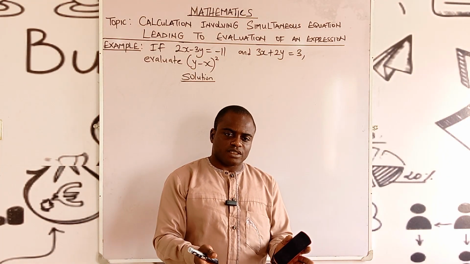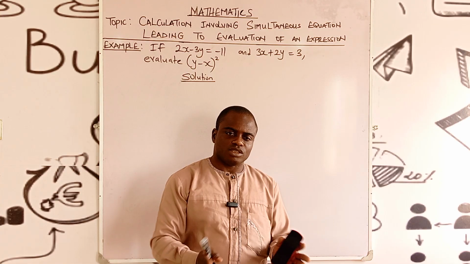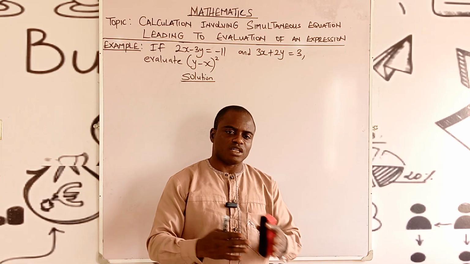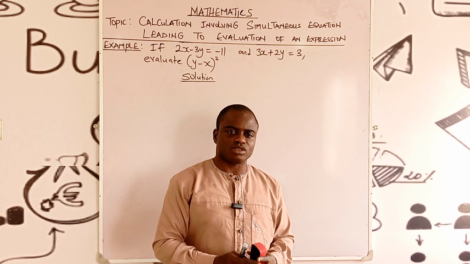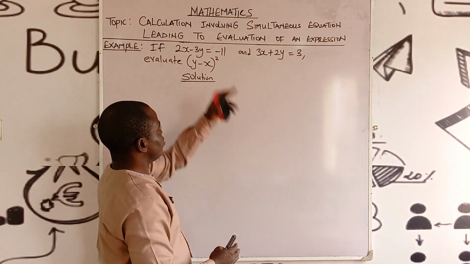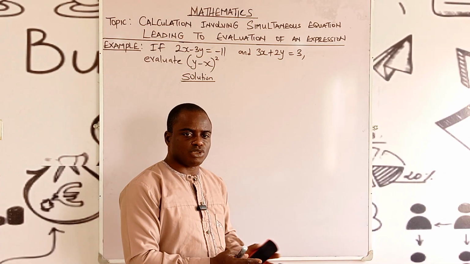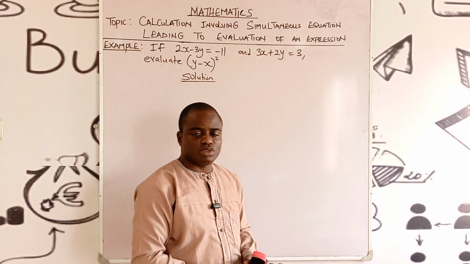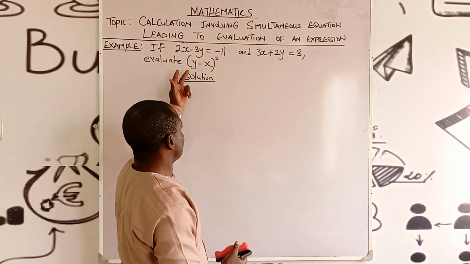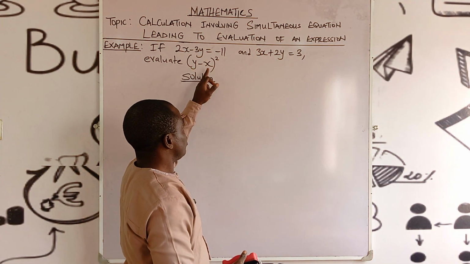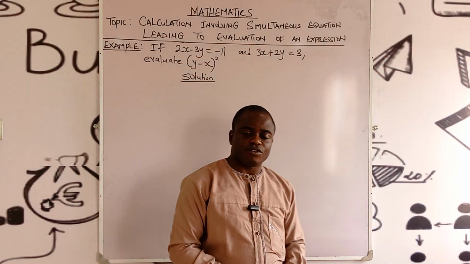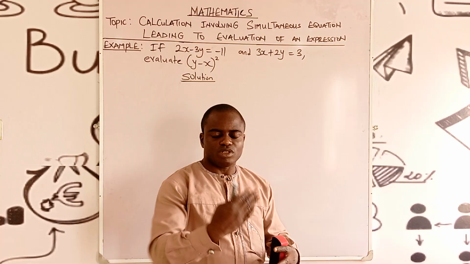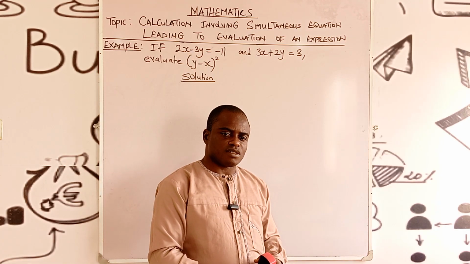Y minus x is inside the bracket. It means that you have to square the 2 after carrying out the subtraction of y minus x. You square the subtraction of the two letters. You get the value for y, get the value for x, do your subtraction. When you get the value of the subtraction, you now square the answer.